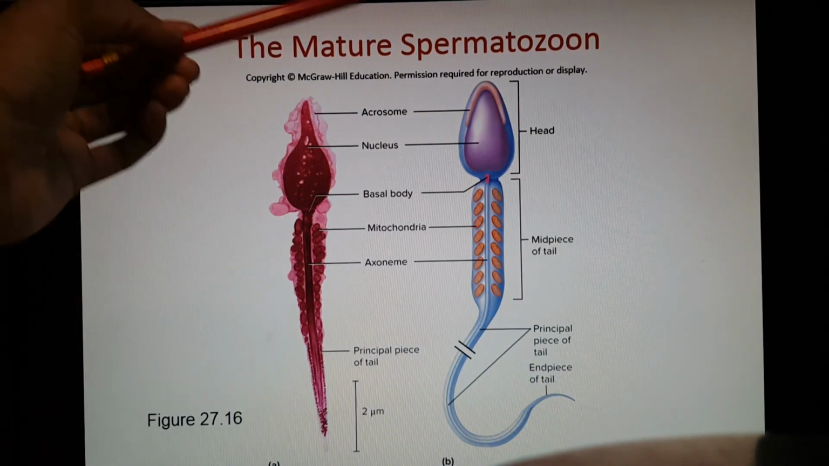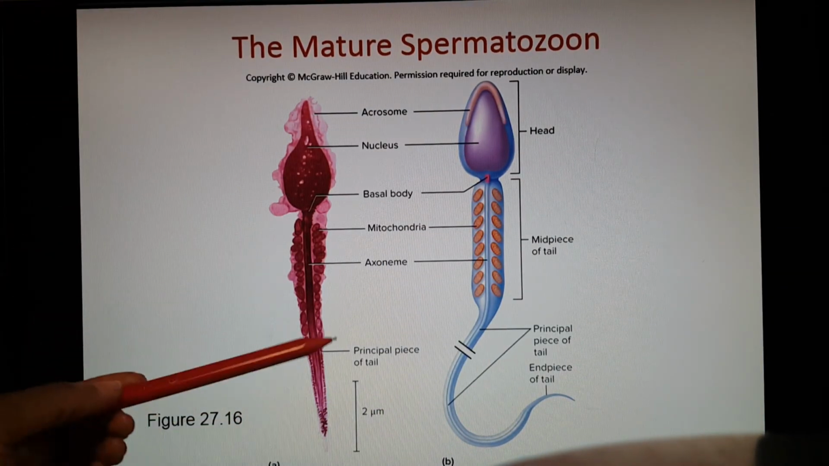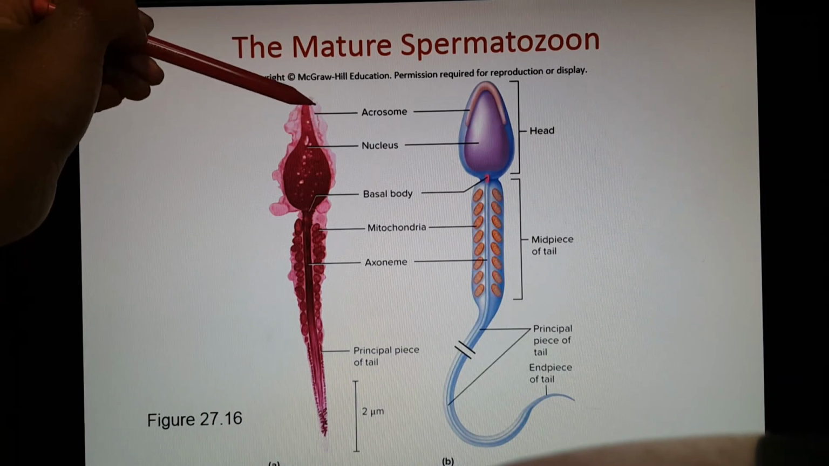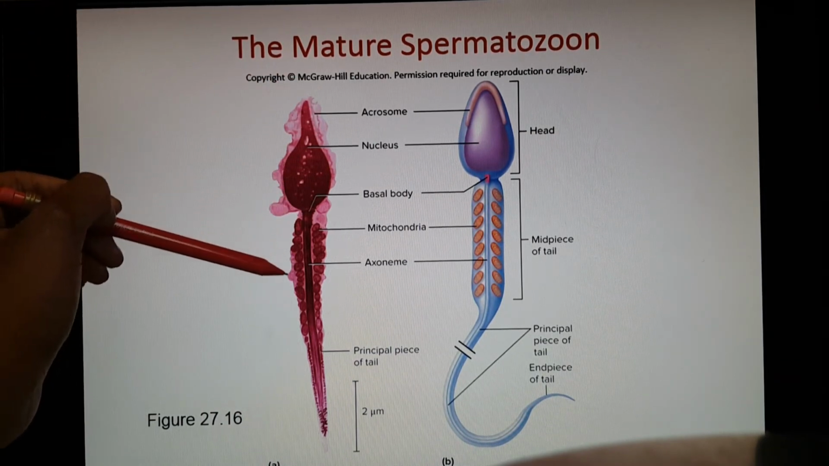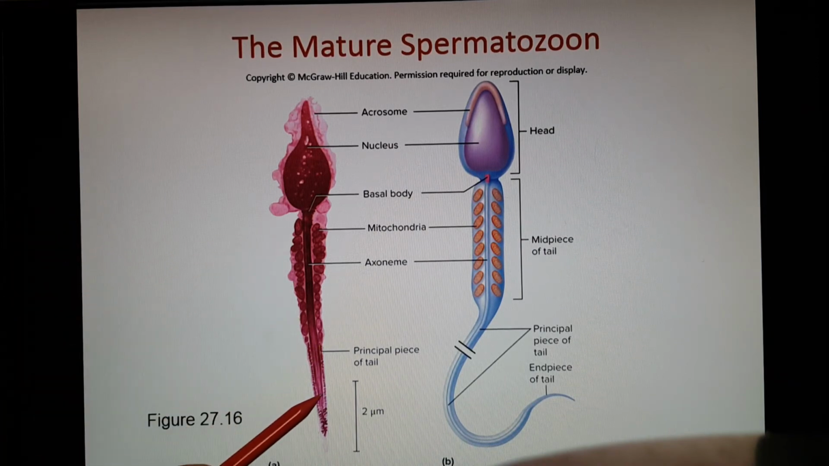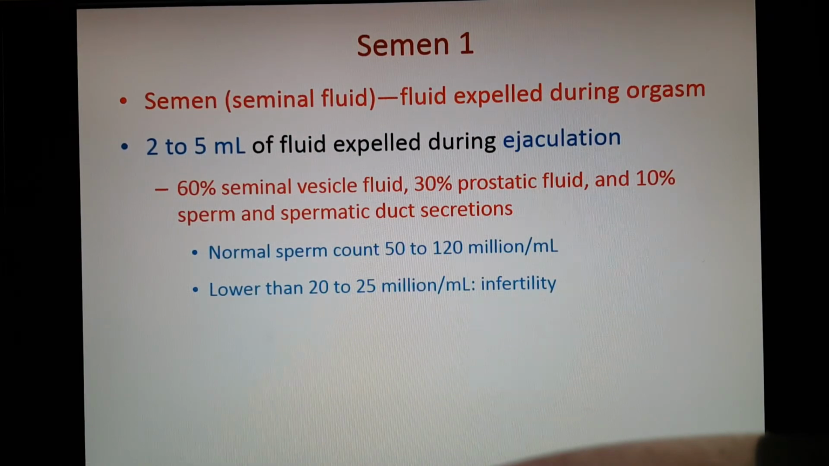So here's the full mature spermatozoan, acrosome tip here, head here, so this is the actual sperm. Here's our mitochondria, and then the end part of the tail. Okay, so we've made sperm.